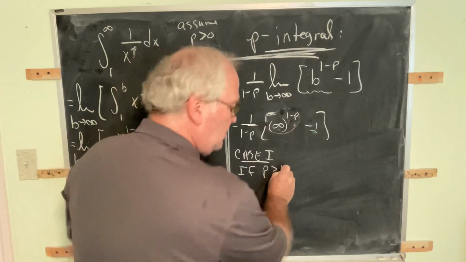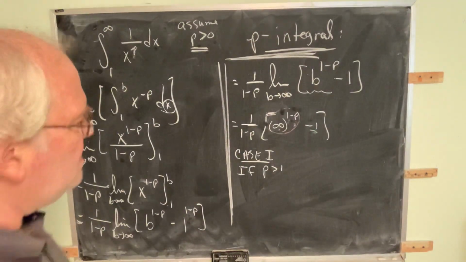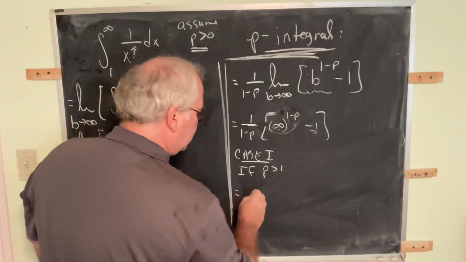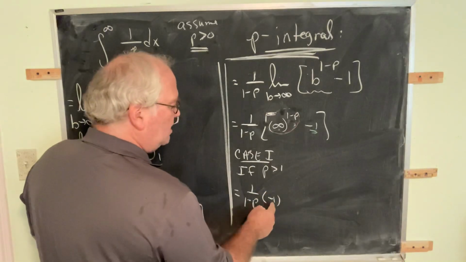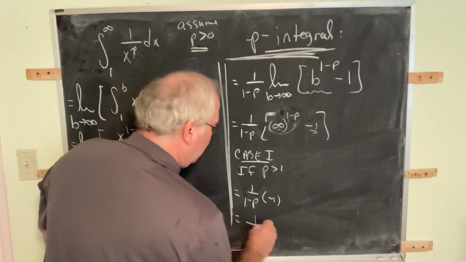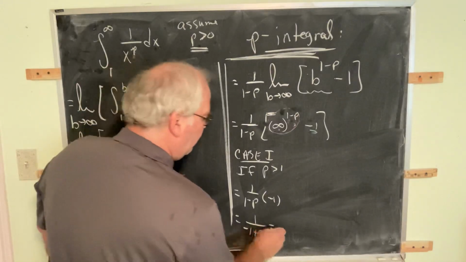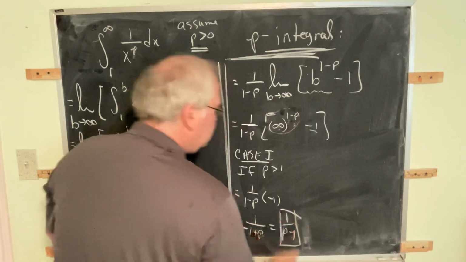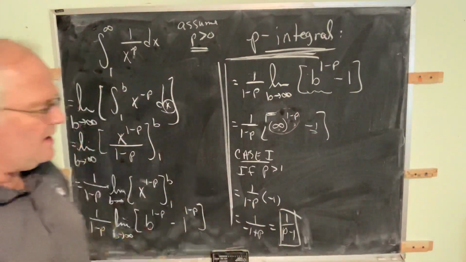If P is greater than 1, well, we've seen this piece goes to 0. And what we get out of this is 1 over 1 minus P times -1. I'm going to distribute this negative into the denominator. So this becomes 1 over -1 plus P, but we can rewrite that as 1 over P minus 1. So anytime P is bigger than 1, this expression is equal to 1 over P minus 1.